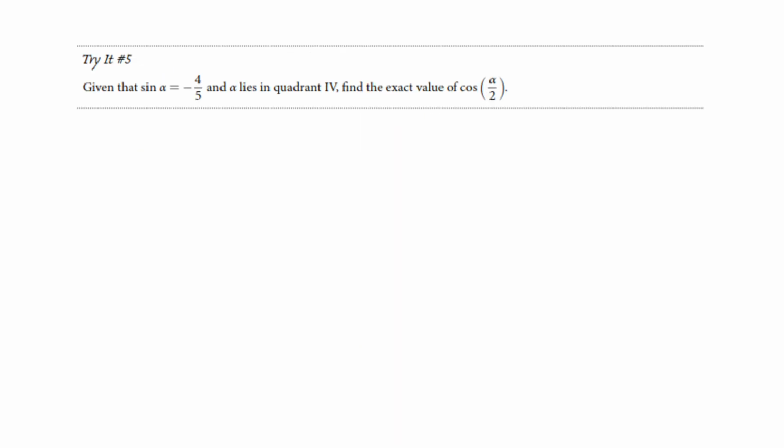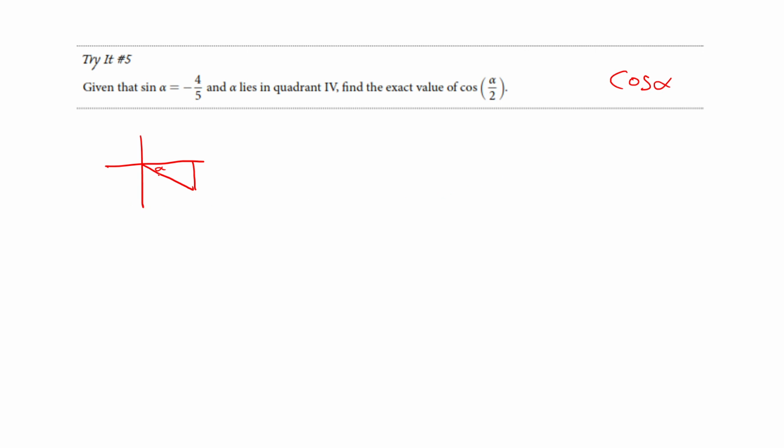Okay, let's do it again. They only want one of these here. So we have an angle. They tell us we're in quadrant 4. So we're going to work with alpha, because this formula is going to need the cosine of alpha. It's just what the formula requires.